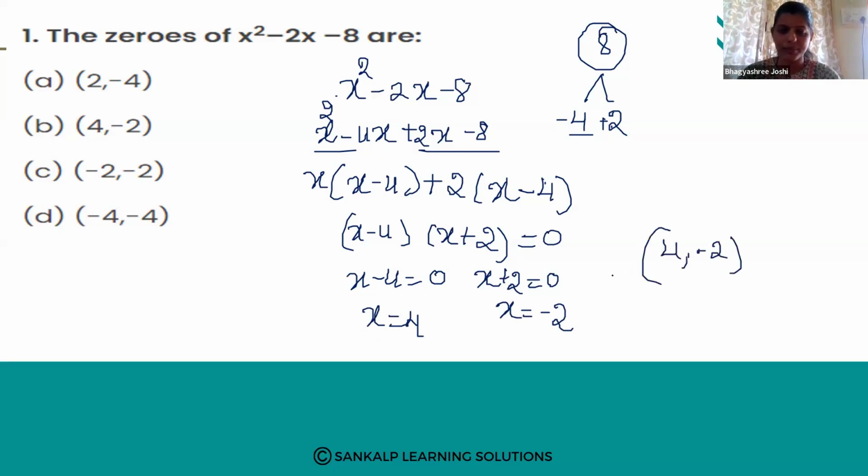So which option is right here? 2 and minus 4, 4 and minus 2, minus 2 and minus 2, minus 4 and minus 4. These two options are totally wrong. And in the first option, we want minus 2, but here minus 4 is there. This is also wrong. So 4 and minus 2, option B, is right. Okay.